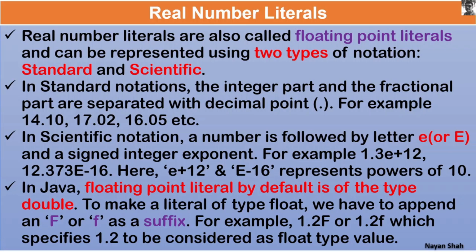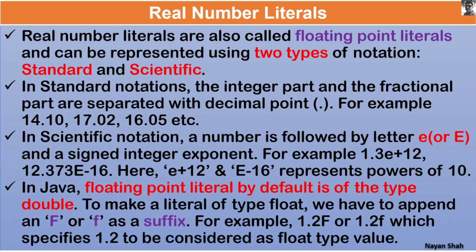In scientific notation, a number is followed by letter e or capital E and a signed integer exponent. For example, 1.3 E plus 12, 12.373 E minus 16. E is for exponent, which is 10 raised to. So this means 1.3 into 10 raised to 12, and 12.373 into 10 raised to minus 16. So here E plus 12 and E minus 16 represent power of 10.